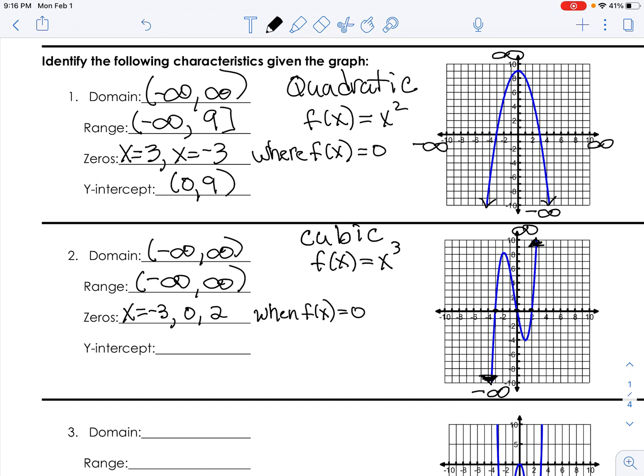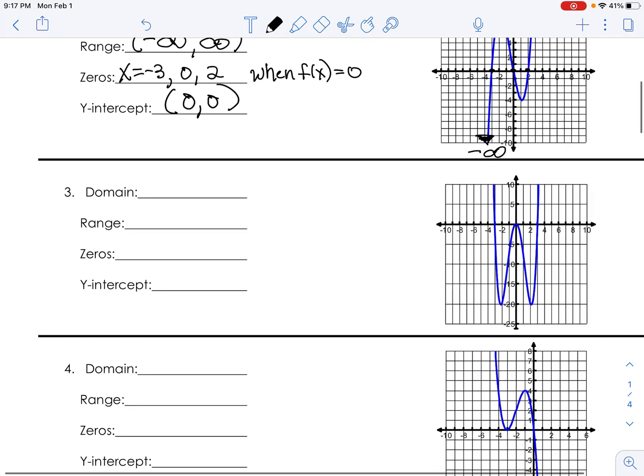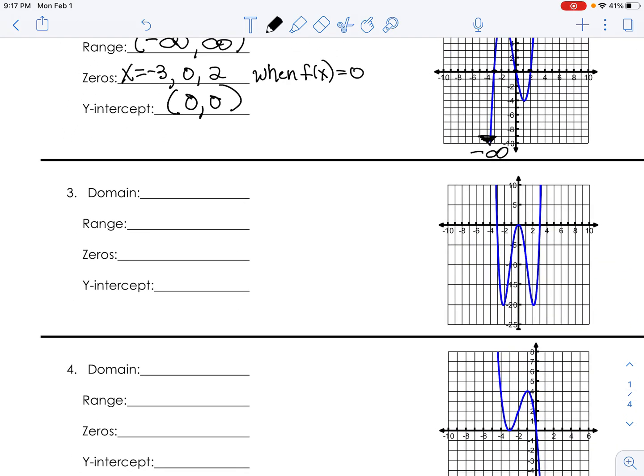The y-intercept, that I know you can determine from the graph, so I'm going to pause and let you type that into Edpuzzle. Okay, y-intercept 0, 0.